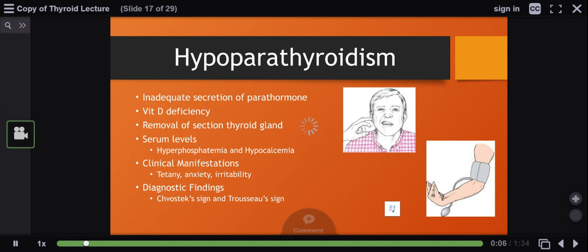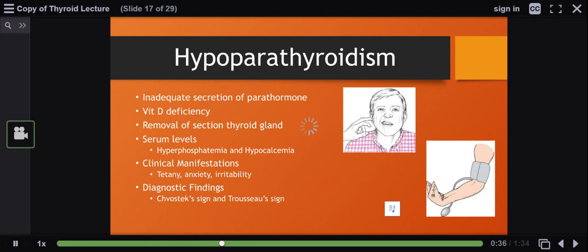Hypoparathyroidism is caused by an inadequate secretion of the parathormone, leading to decreased serum calcium levels. We can also see this in clients that have a vitamin D deficiency, as we know that vitamin D helps with calcium absorption within the body. The most common cause of hypoparathyroidism, though, is from any type of surgery on the thyroid gland after a thyroidectomy.